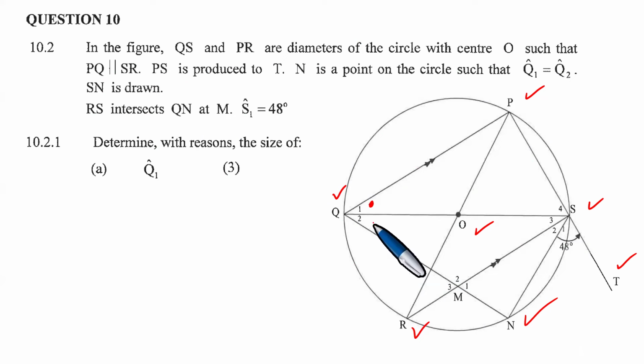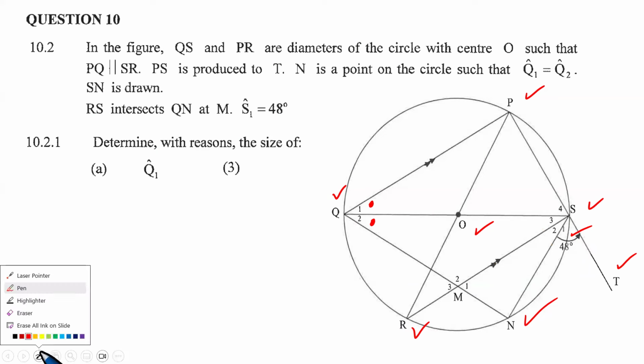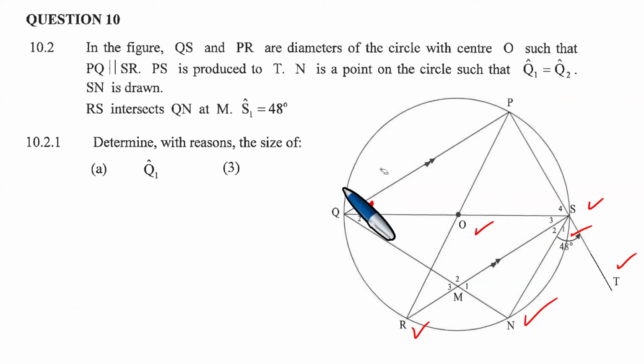N is a point such that angle Q1 equals angle Q2. SN is drawn. RS intersects QN at M. Here is S and here is R. So RS intersects QN at M. Angle S1 is 48 degrees, and there it is. Okay, we are in business now. We sort of understand what is happening. There are two equal angles there, Q1 and Q2. Let me leave them marked in red.